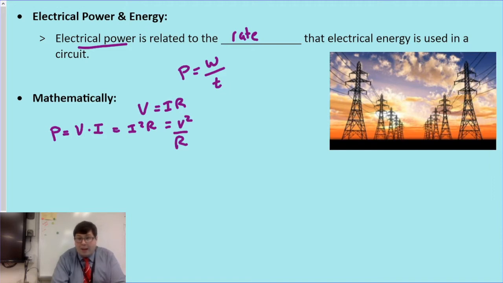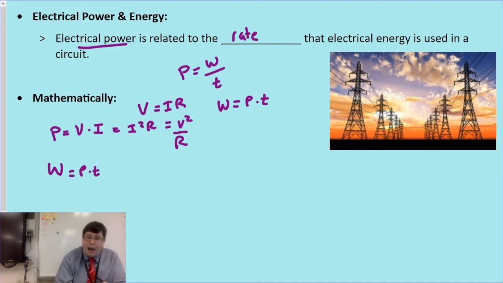Now, let's talk about how to calculate electrical energy. Electrical energy is W, and using my equation from above, I know that electrical energy, W, is P times time. And so all I need to do is multiply each of these equations times the time to find my electrical energy. So I'd get V times I times T, also I squared R times T, and then finally V squared T divided by R.